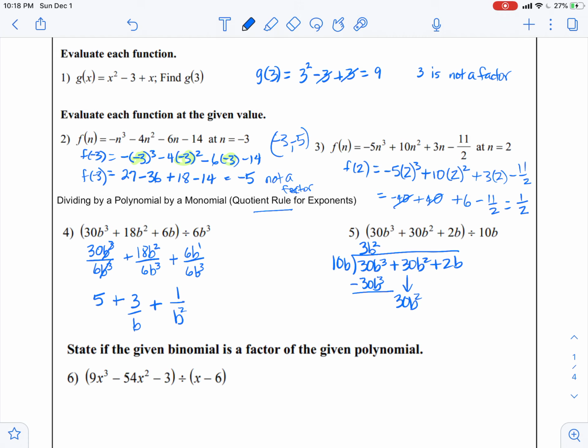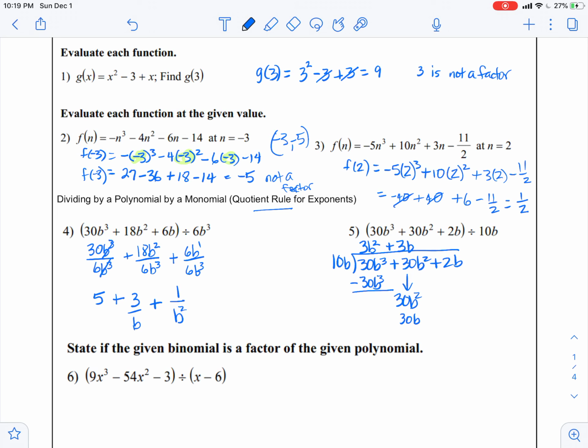And 10 times what is 30? So that again would be a 3. B times what is b squared? And that would be a b. Okay, I'm going to multiply, and that gives me 30b squared. Again, those are going to zero out. And I'm bringing down my next one, which is 2b. And what do I need to multiply 10 by to get 2? Okay, and if you think about it, it's 1/5, right? And what do I need to multiply b by to get b? And that's nothing. I already have it. Okay, and so that would just be 1/5, and that would be your answer.